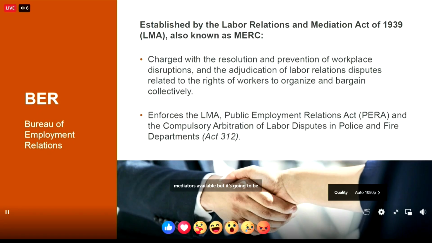Certainly we have mediators available, but it's going to be a broader scale in the private sector than we've been participating in. Most of our mediators focus in on public employment relations. Public Employment Relations Act is a side by side. They kind of interact with each other as it relates to commission and mediation, but that's where our mediators spend most of their time across the state of Michigan.